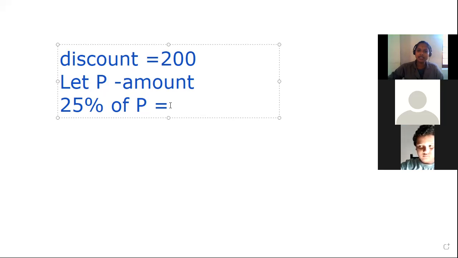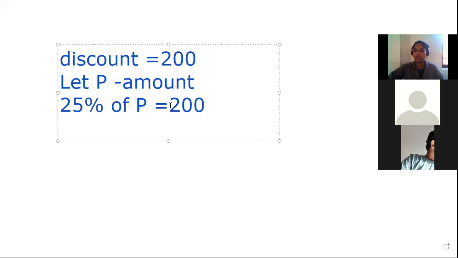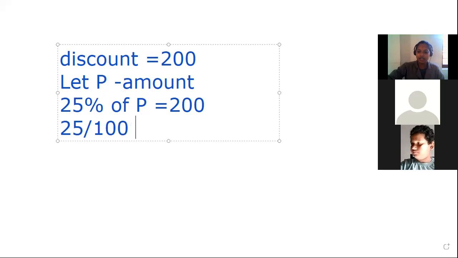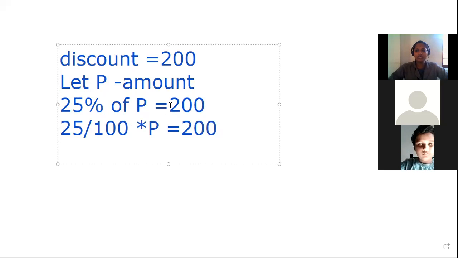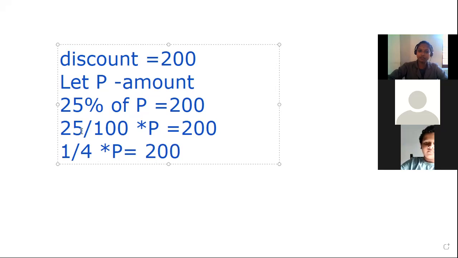So, 25% of P is 200 and we know how to find the percentage of an amount. 25% of P means 25 by 100 into P, which is given as 200. Then how will you simplify 25 by 100? We can write it as 1 by 4, isn't it? 1 by 4 into P is equal to 200 rupees.